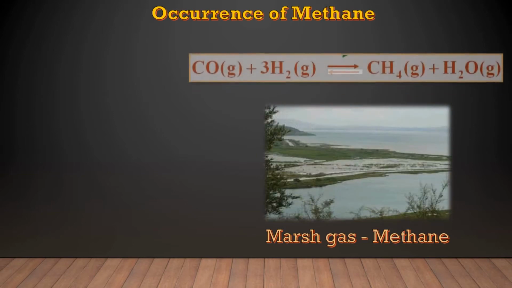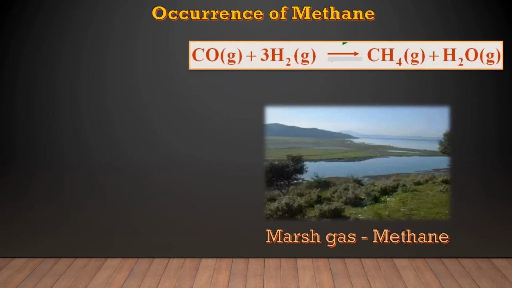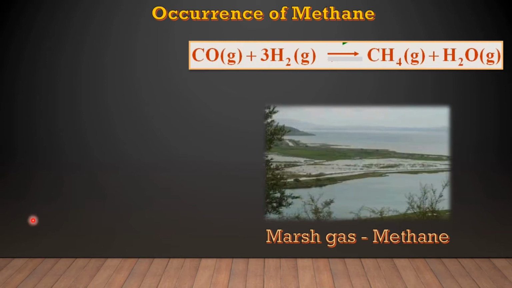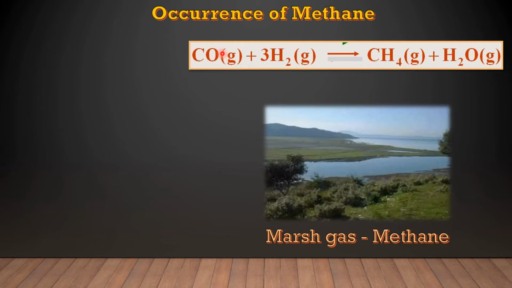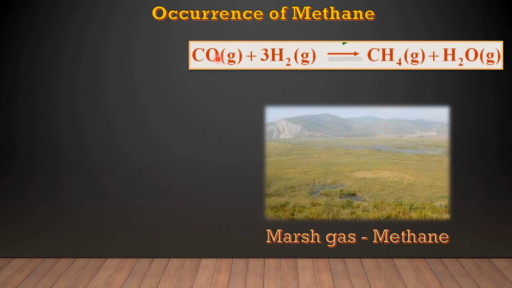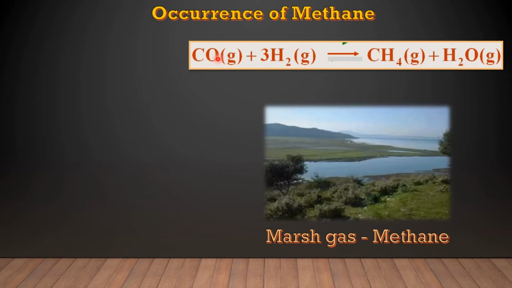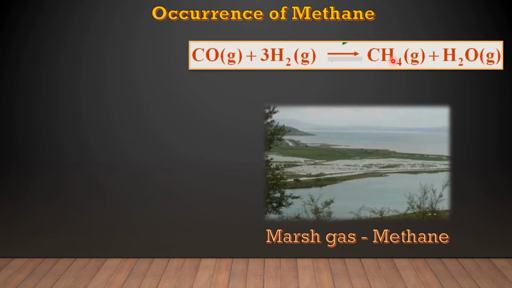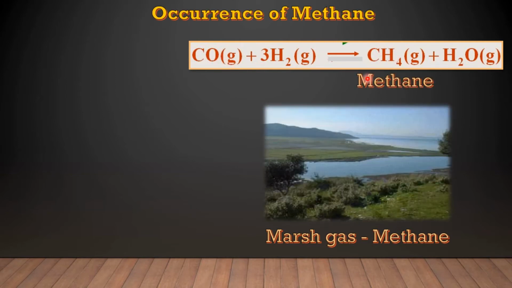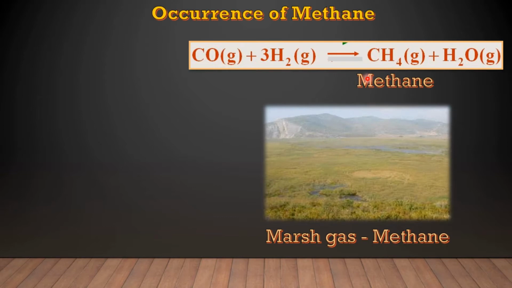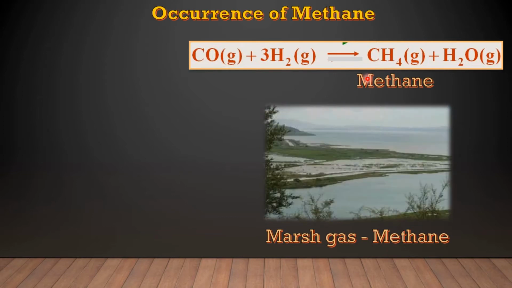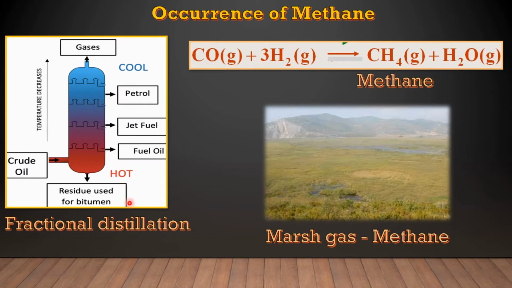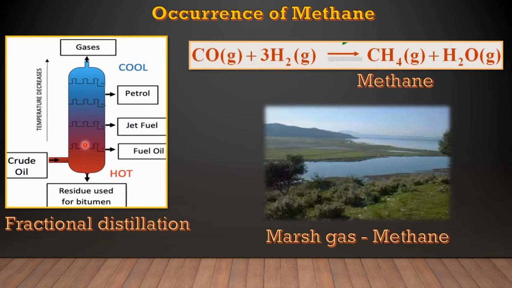On heating a mixture of hydrogen and carbon monoxide gas at 300 degrees Celsius in presence of nickel catalyst, methane gas is formed. Also, fractional distillation of natural gas gives methane in pure form.